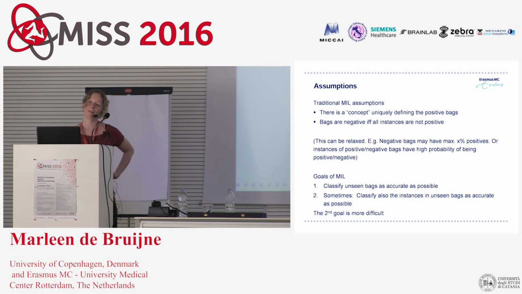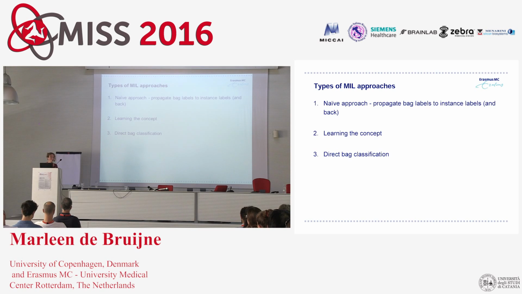There are three main types of multiple instance learning approaches that I'll discuss today. The first one is a naive approach. We propagate all the bag labels to the instance labels and then back. The second one is more related to the classical multiple instance learning approaches. There is this concept and we try to find out which part of the feature space defines our concept. And the third one is a direct bag classification, so direct classification of images as a collection of patches. So first the naive approach.